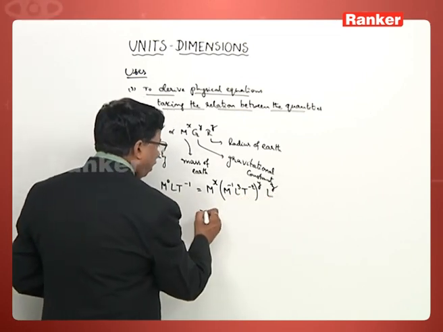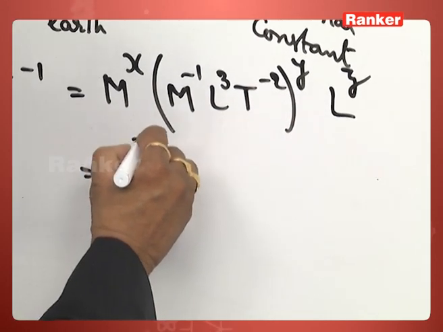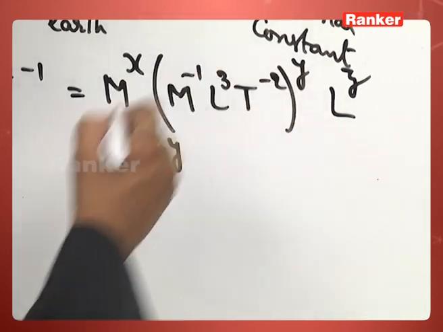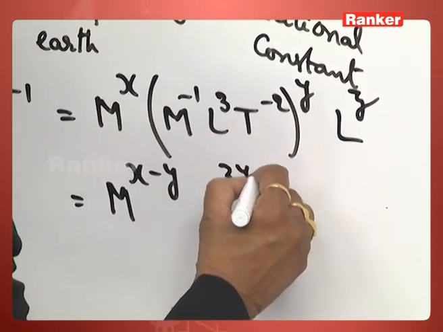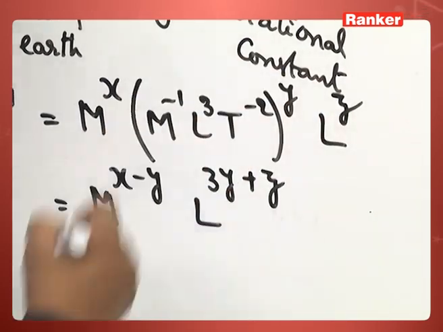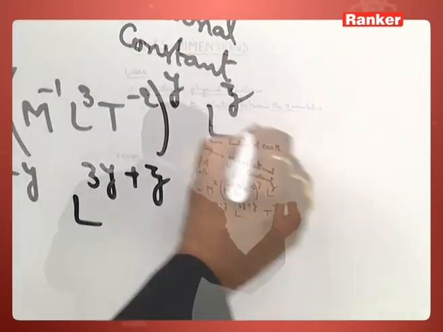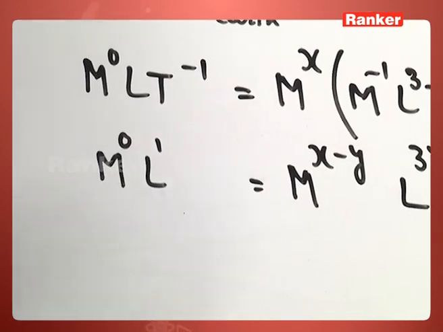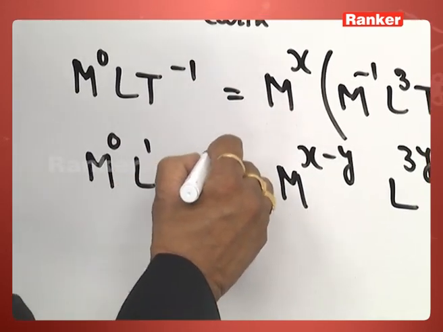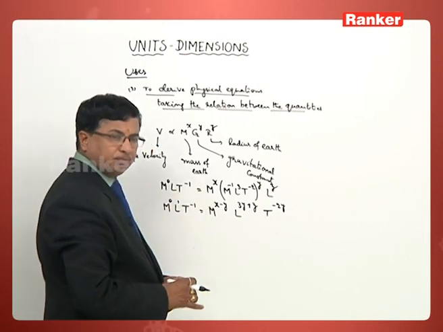Let us write all M terms together again. M to the power x minus y, L to the power 3y plus z, T to the power minus 2y. That now is going to be M^0 L^1 T^-1. That is actually the concept.